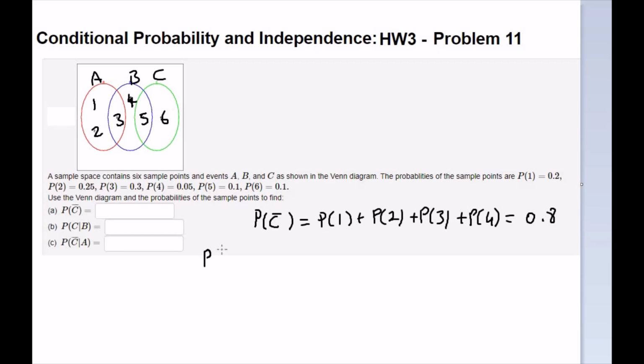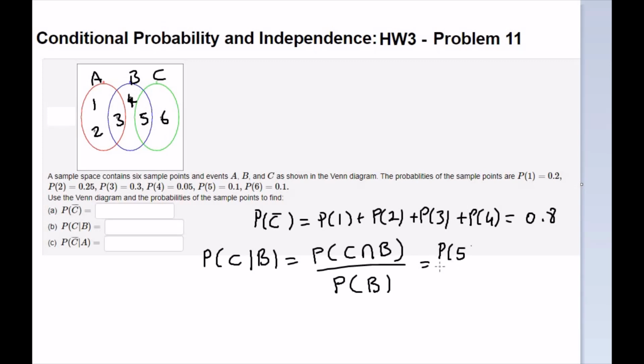In part B, we are going to compute probability of C given B, and by definition it's their intersection over the probability of the given condition. Their intersection, B and C, is probability of 5, and probability of B is represented by P3, P4, and P5. So if you substitute the values given above, you're going to get 0.1 over 0.45. So 0.1 over 0.45 here, and this is 0.8.